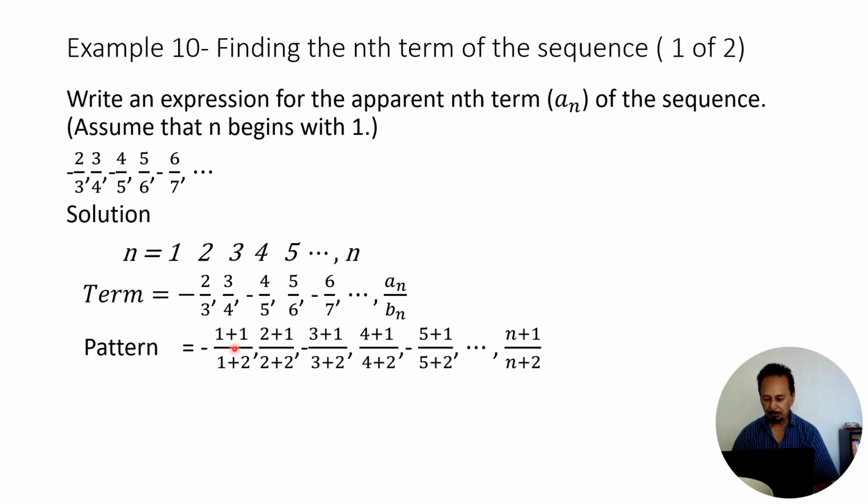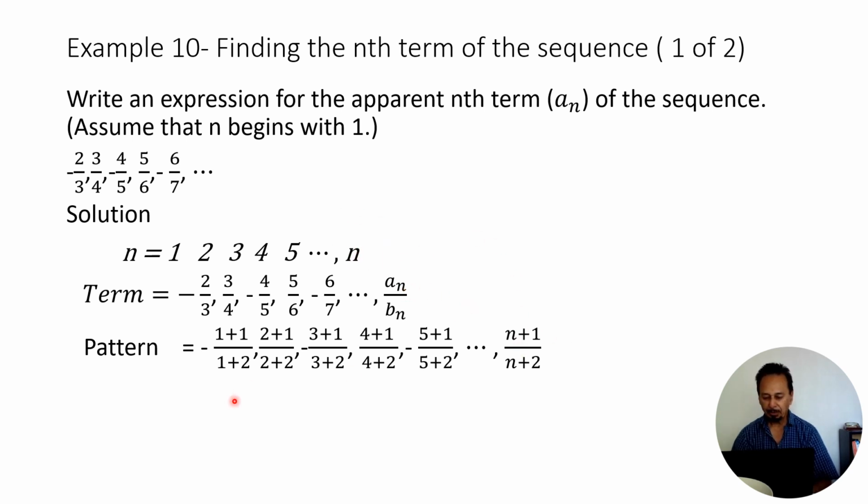So look at the numerator. It looks like 2. If I add 1 to the number of term 1, it becomes 2. If I add 1 to 2, which is the number of term, it becomes 3. If I add 1 to 3, it becomes 4. If I add 1 to 4, it becomes 5. So I can say 6 is 1 plus 5. So the numerator should be what? I just add 1 to n.